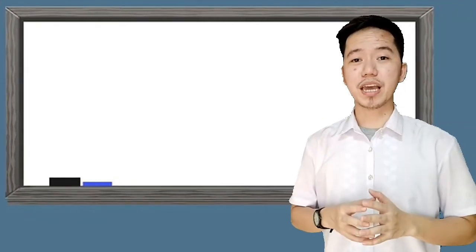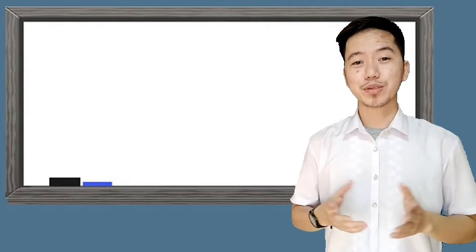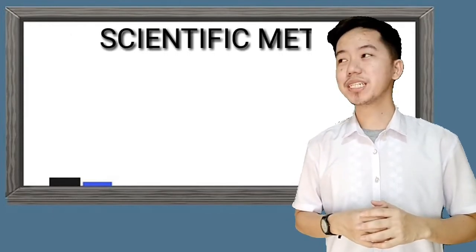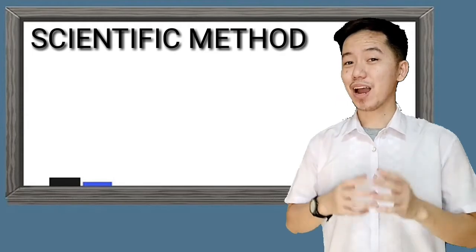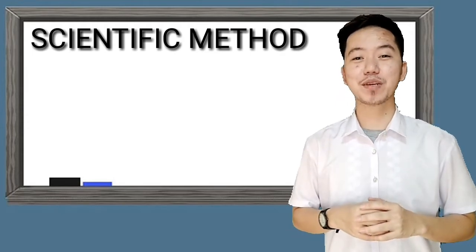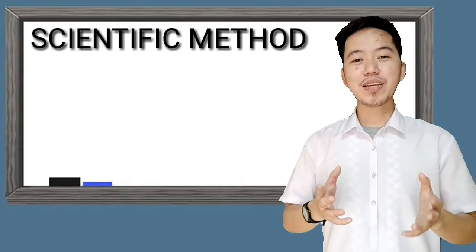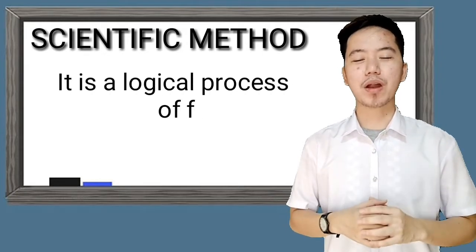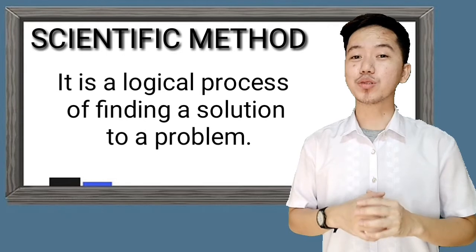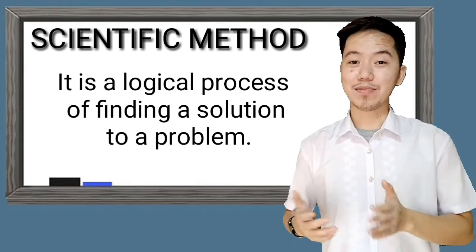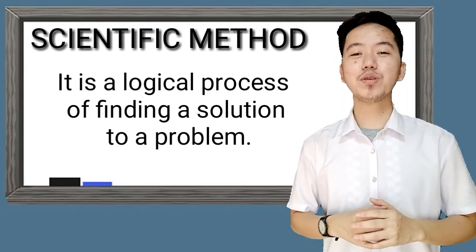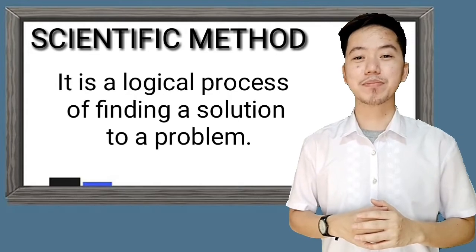You need to solve this case in the most scientific way. To do that, you should know about the scientific method. Are you excited to know about the scientific method? Let's begin. Scientific method is a logical process of finding solution to a problem. And in finding solution to a problem, you have to take the following steps.